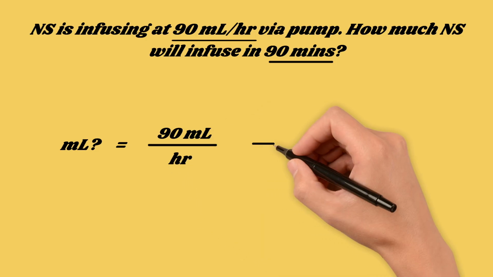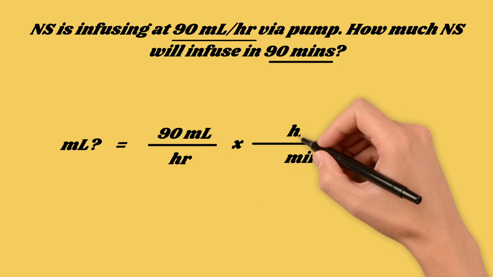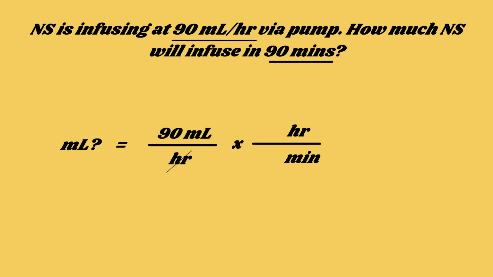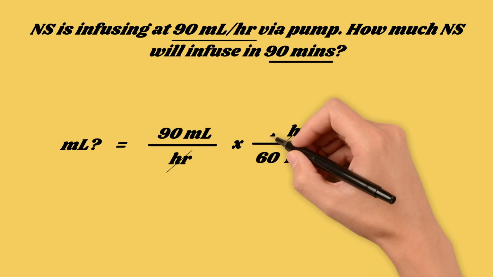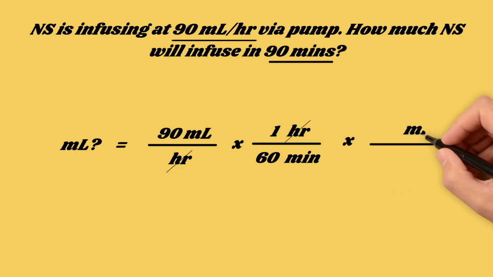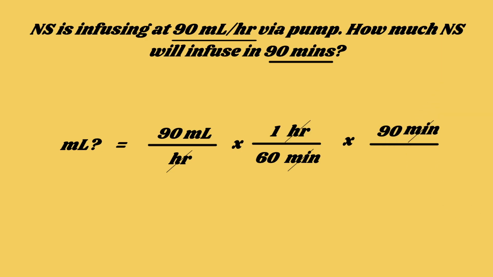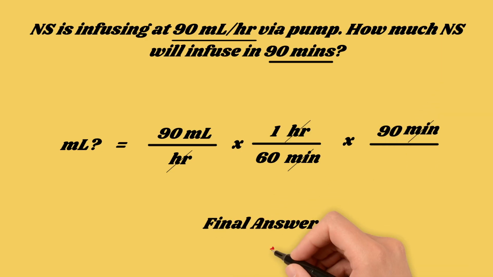In the question, it gave us over 90 minutes. So we need to convert our hours to minutes so that we can cancel out our minutes and just have mLs left. So we'll multiply the 90 mLs per hour times 1 hour over 60 minutes. So next we need to cancel our minutes, so we're just left with mLs. Back in the problem, we had 90 minutes. So we'll plug in 90 minutes to cancel out our minutes, and we'll be left with just mLs. Next, with doing the math, we'll multiply across, and so our final answer is going to be 135 mLs. So let's move into another question.